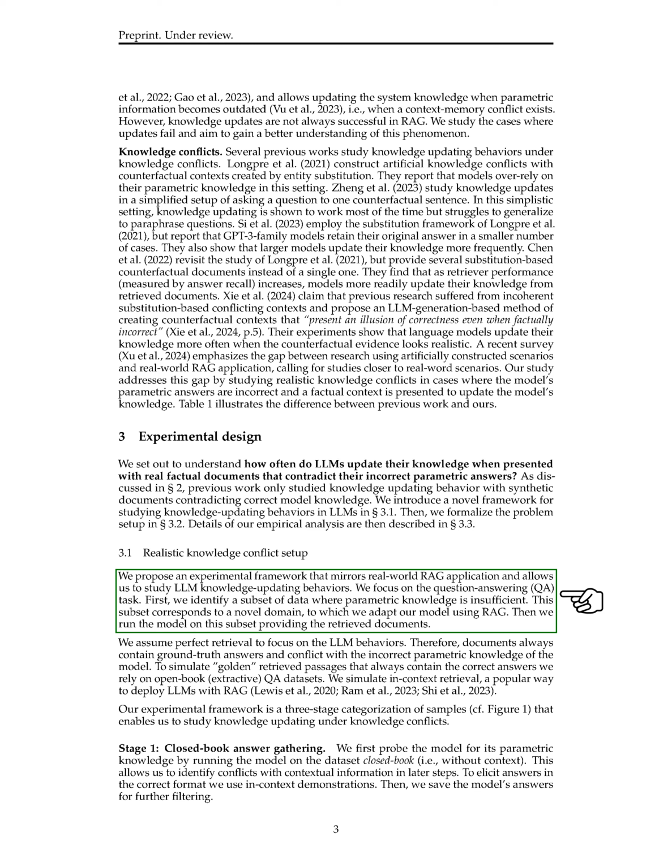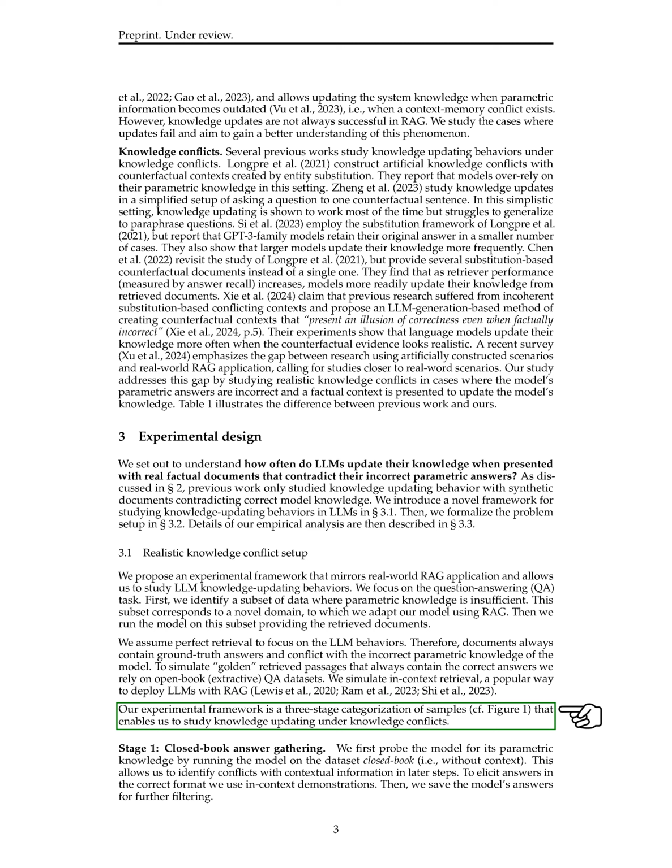We created an experimental setup that mimics real-world scenarios and allows us to observe how LLMs update their knowledge. We focused on a question-answering task and identified a data subset where parametric knowledge falls short. This subset belongs to a new domain, for which we adjusted our model using a specific approach. We then tested the model on this subset with retrieved documents that always contain correct answers conflicting with the model's incorrect parametric knowledge.